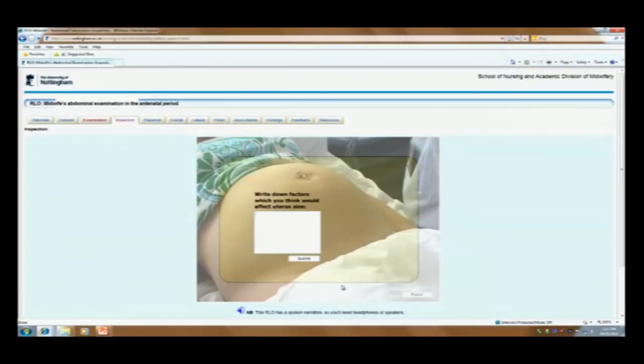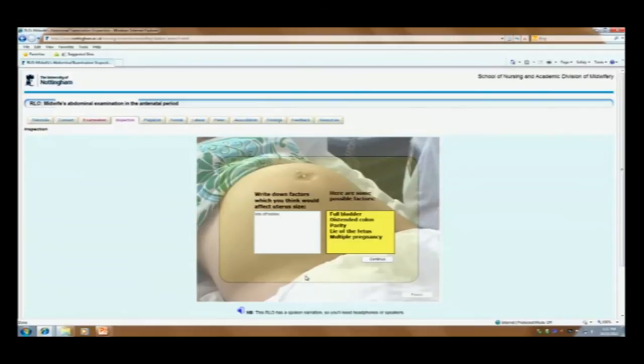So you could write lots of babies, because that would make her abdomen big. Oops, you didn't like that. I'll just put lots of babies. I'd submit that, and then what would happen is that you would get a little pop-up saying these are the reasons why. When you look at an abdomen, this could be the reasons why it's as big as it is, because you could have a full abdomen, distended colon, parity, the size and life of the fetus, and multiple pregnancies. So it's an interaction.